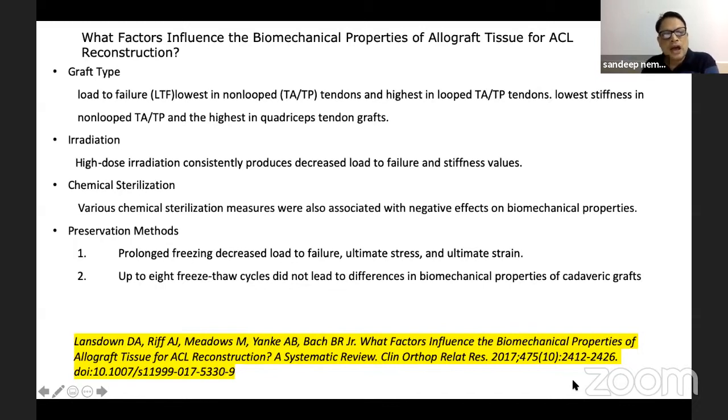Then irradiation, higher dose of irradiation consistently produces decreased load to failure and stiffness. Chemical sterilization, various chemical sterilization measures were also associated with negative effects on biomechanical properties. Then preservation methods, prolonged freezing decreases the load to failure, ultimate stress and ultimate strain, and up to 8 freeze and thaw cycles did not lead to difference in biomechanical properties of cadaveric grafts.